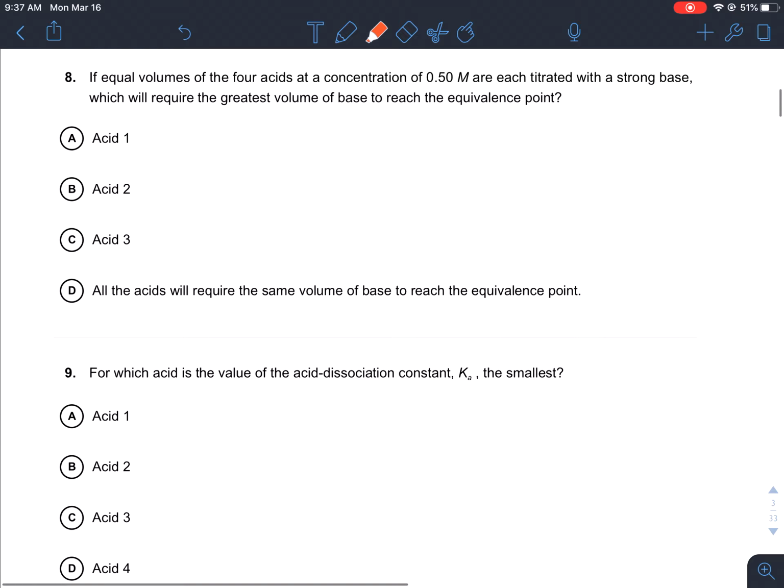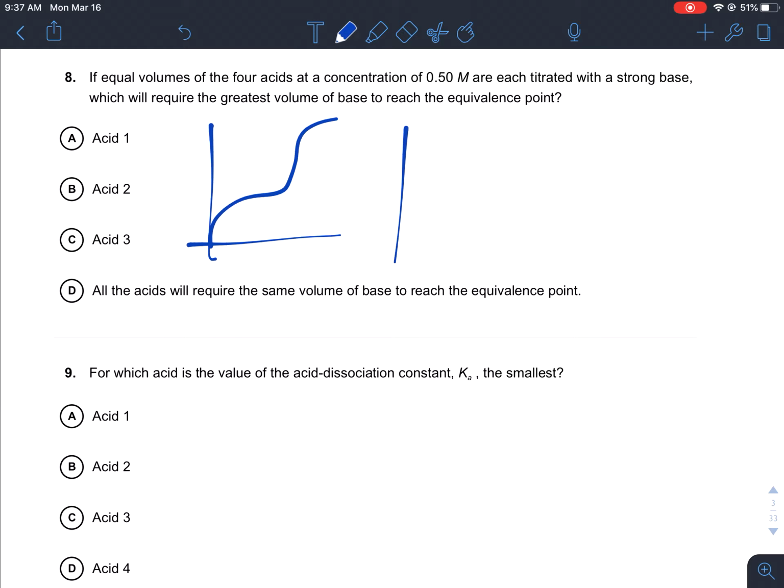Number 8. If equal volumes of 4 acids at the concentration of 0.5 molar are each titrated with a strong base, which will require the greatest volume to reach the equivalence point? Think about what equivalence point is. Strong acid, strong base, the equivalence point is 7. A weak acid, strong base, the equivalence point is above 7.